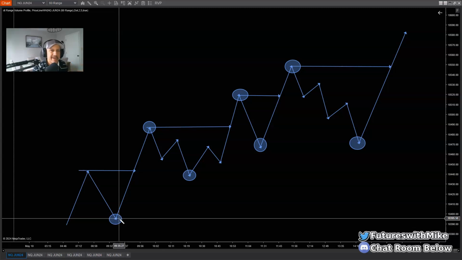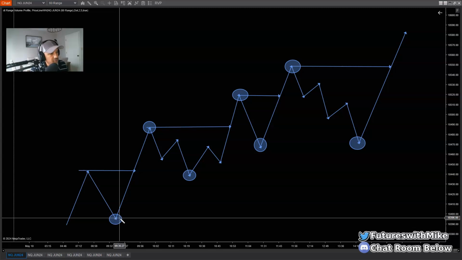Have we taken out any major area of structure, any minor area of structure, whatever the case is? As long as we have not taken out any major area of structure, we are moving to the upside. If we're moving higher and we haven't taken out any major low, then we continue moving to the upside. If we move lower and we haven't taken out any major high, then we should still be moving to the downside.